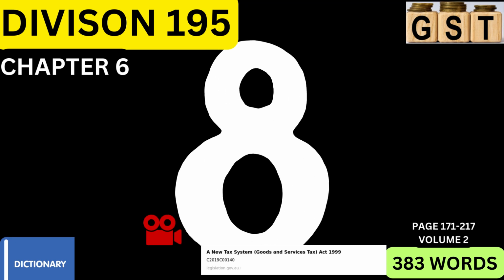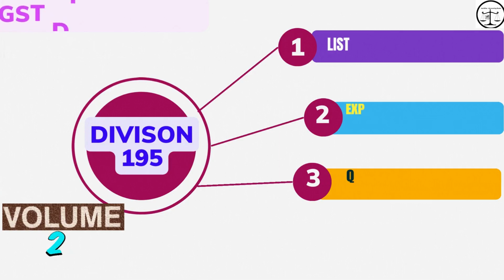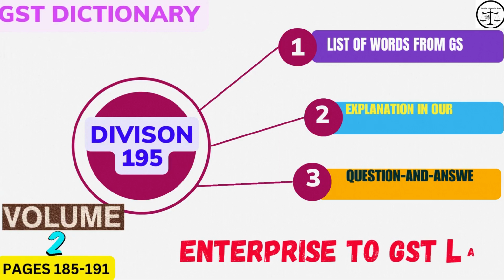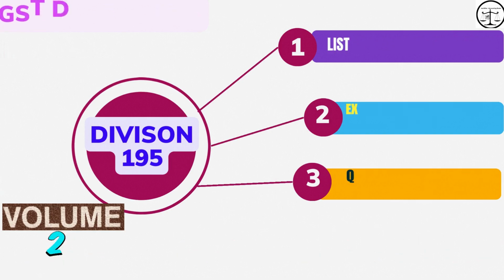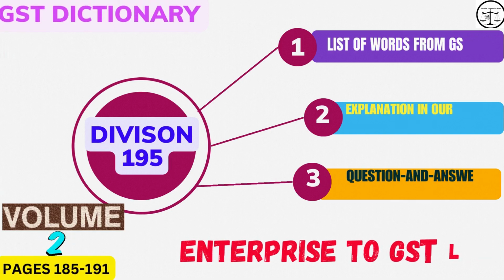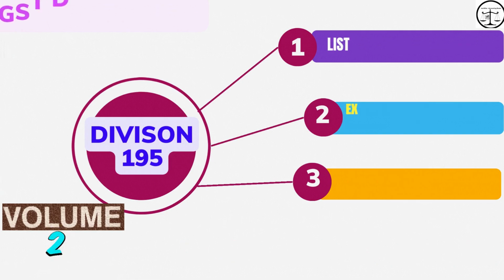We will try to explain all dictionary words in sequence videos. In this video, we will explain dictionary words contained in pages 185 to 191 from Volume 2 of GST Act. We will explain from word enterprise to word GST law of GST Dictionary.